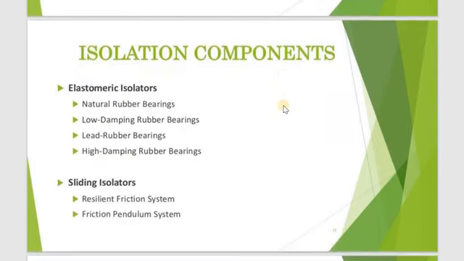The isolators are of some types. This is anyway not that much given in your syllabus, but you need to have an idea about this. There are two types: elastomeric isolators and sliding isolators. Elastomeric means that we will have some fabric-like material, some spring-like arrangement. Sliding isolators are of some other type, where some external force, external methods will be given.